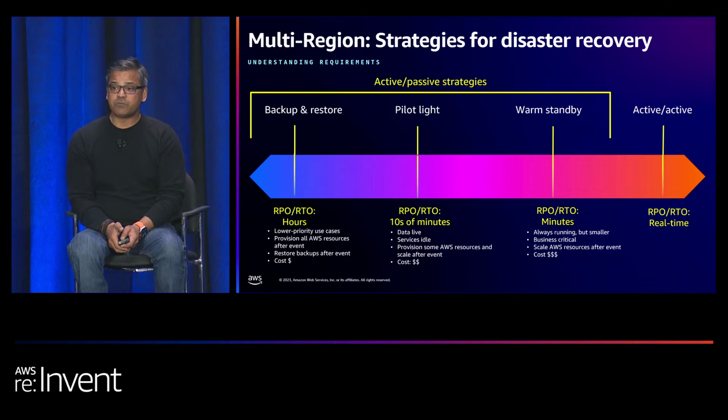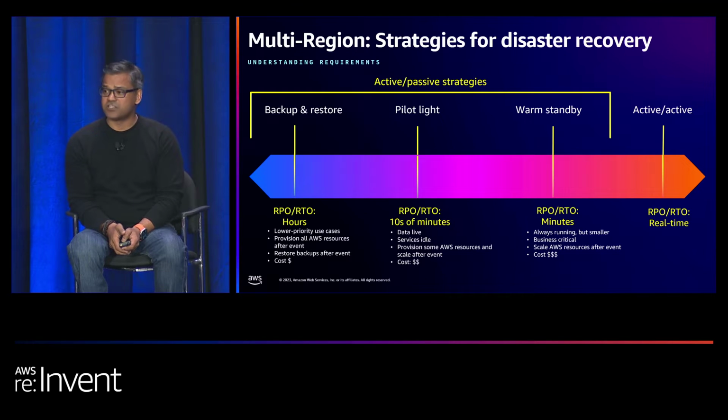And the second thing with pilot light is that whilst you can have all your templates and your infrastructure as code templates ready to go, you're not really running any compute or any capacity just yet. The idea here is that you need all the data available in the secondary region and the scripts that you need to bring up and scale up your infrastructure.